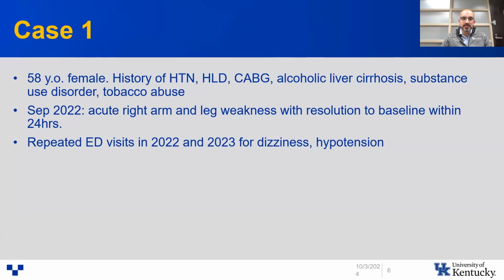In the fall of 2022, she came in with what seemed to be a TIA, acute onset right arm and leg weakness with resolution within 24 hours. Over the course of the next year, in 2023, she presented to the ED with dizziness, with hypotension, no really focal symptoms, no concerns for stroke-like symptoms. Next slide.